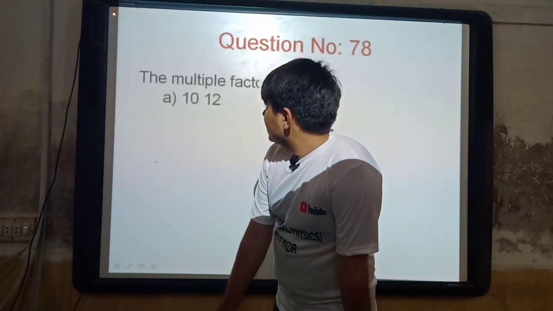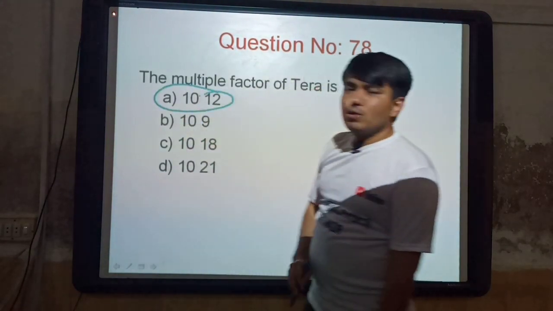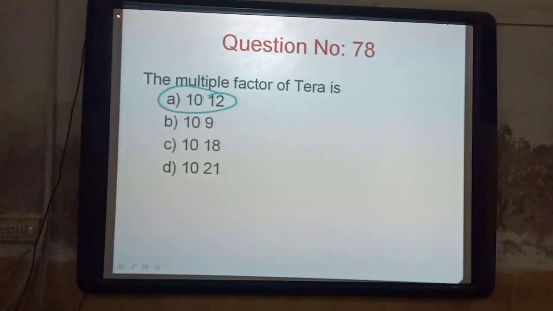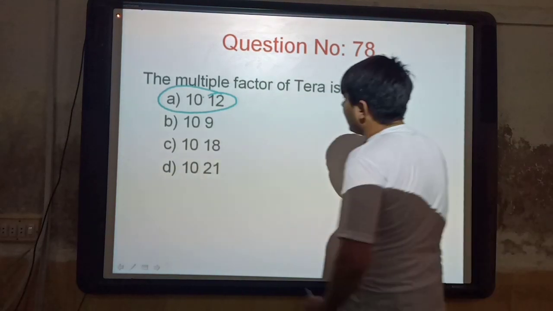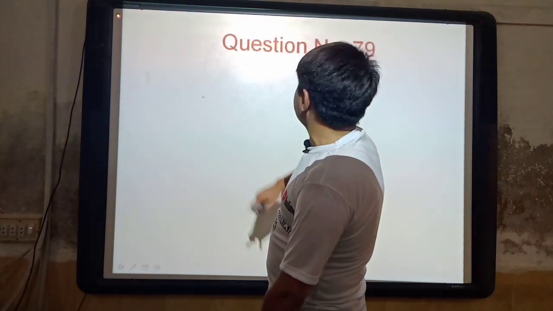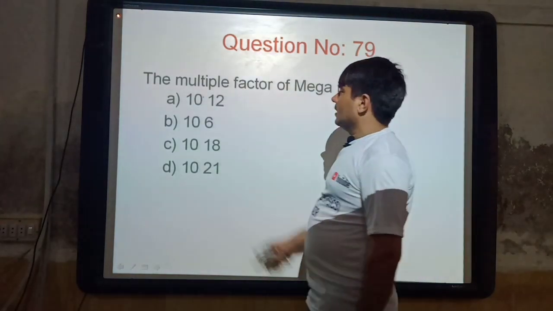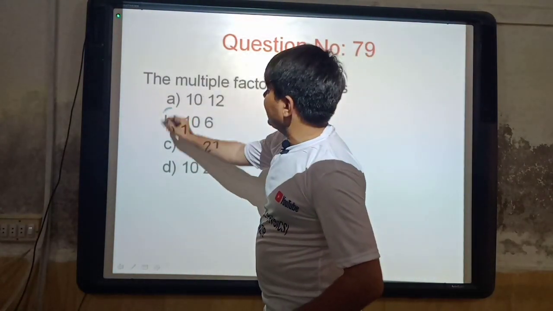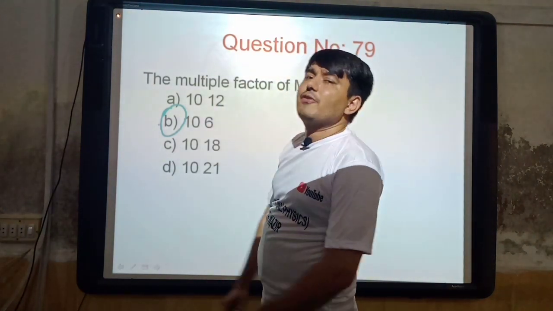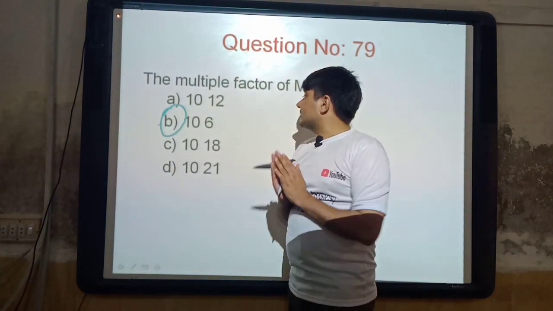Another question, the multiple factor of a tera. Tera means 10 to the power 12. 1 tera is equal to 10 to the power 12. Next question, 79. The multiple factor of a mega is 10 to the power 6. 1 mega is equal to 10 to the power 6.